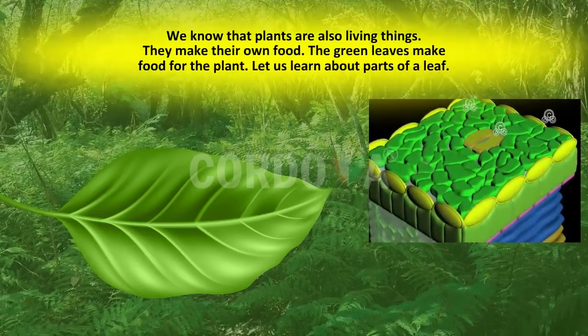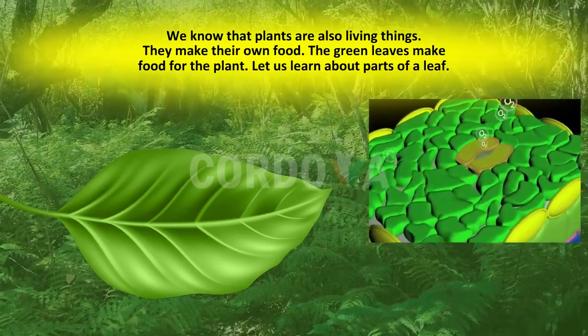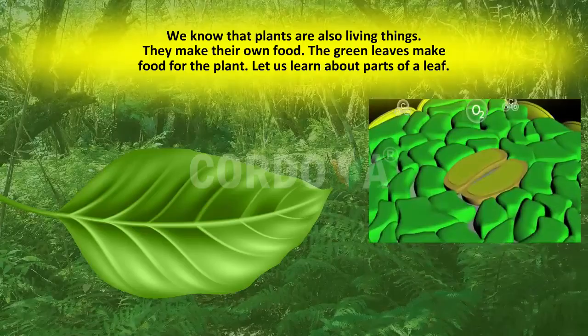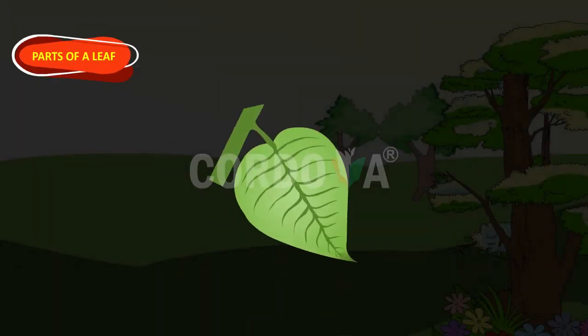We know that plants are also living things. They make their own food. The green leaves make food for the plant. Let us learn about parts of a leaf. Parts of a leaf. The parts of a leaf are stalk, leaf blade, main vein, side vein.